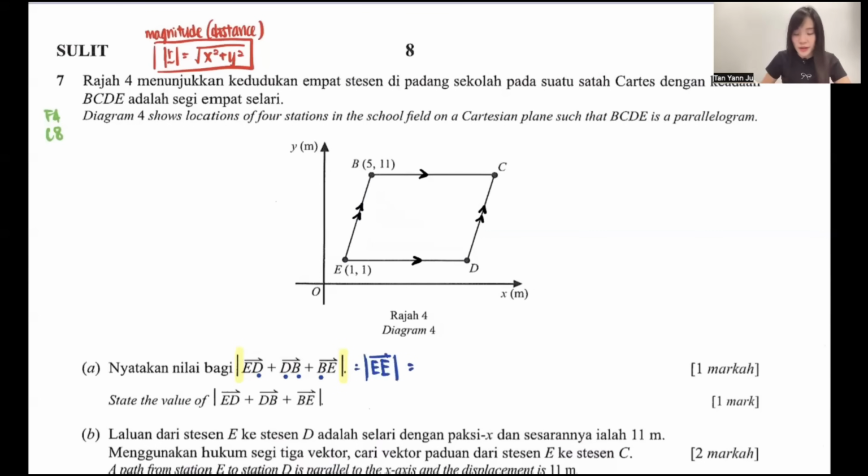So EE, that means what? That means I start from E, I end with E. Actually, do I move? No. Then if I didn't move, do I have any distance? No. So the answer is 0. That is 1 mark. Easy or not? You get 0, and then you guys will just get the 1 mark, okay?